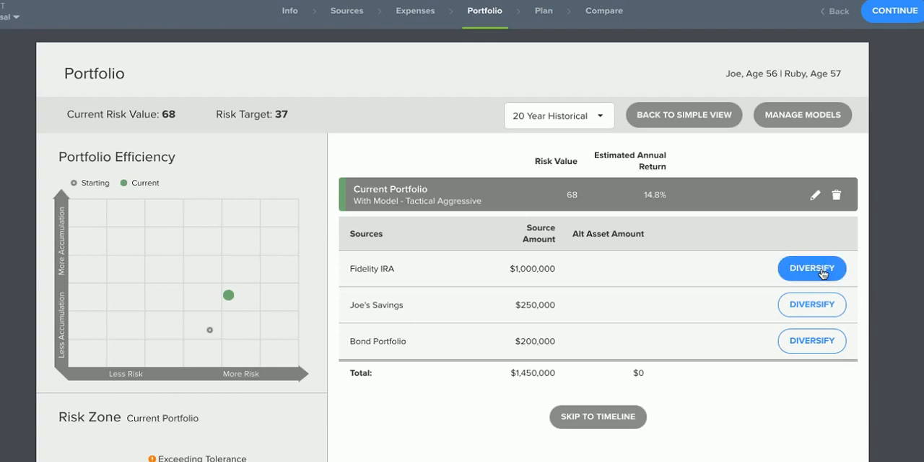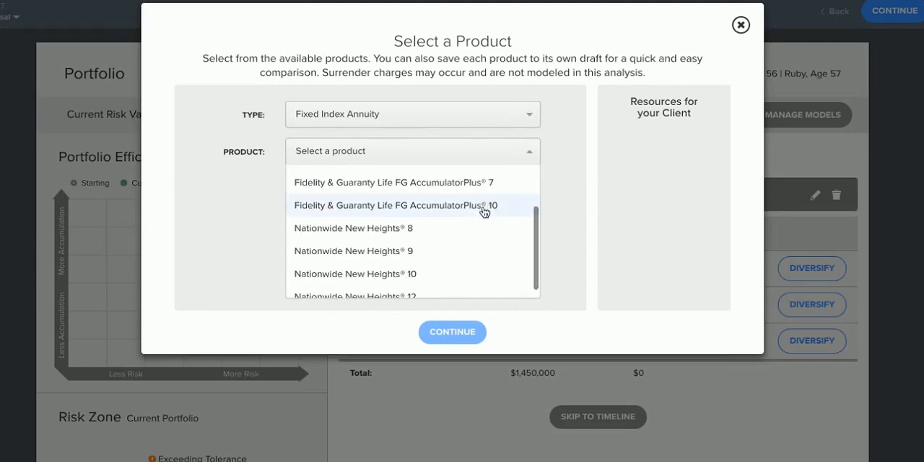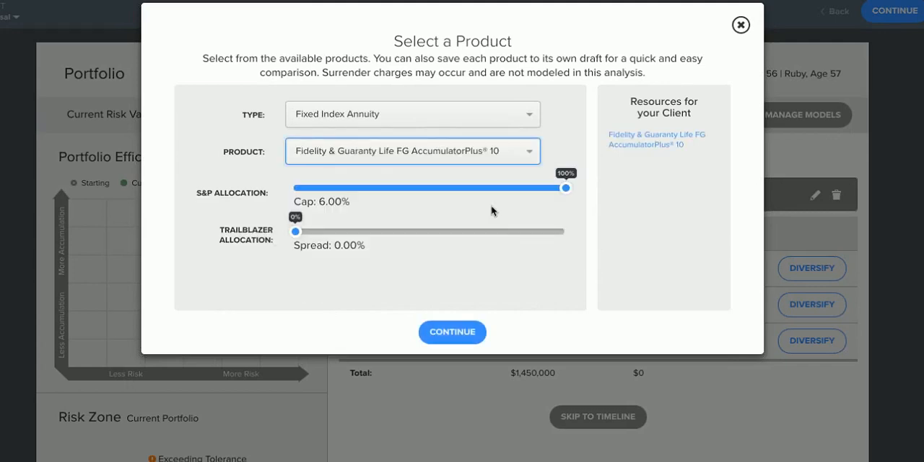So in this case, I'm going to go to diversify. I'm going to peel some money out of this IRA, and I'm going to use the F&G accumulator plus 10. I'm going to move it to the Trailblazer allocation for accumulation, and I'm going to add it to the plan. Anytime you add an annuity from a modal in our system, Grant alluded to it, it is the product in real time at an actuarial level with that carrier. So you've got some resources here on the right side of the screen you can also view pertaining to the product, but you're adding the current product in its real state.